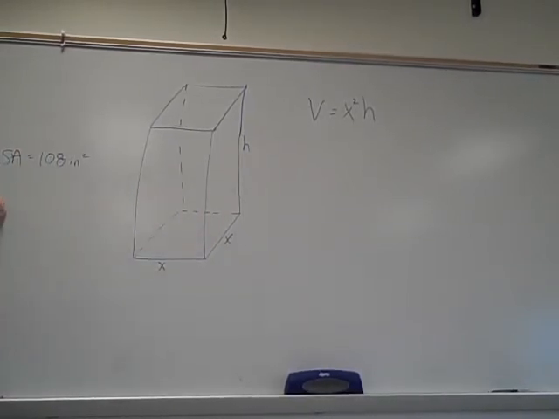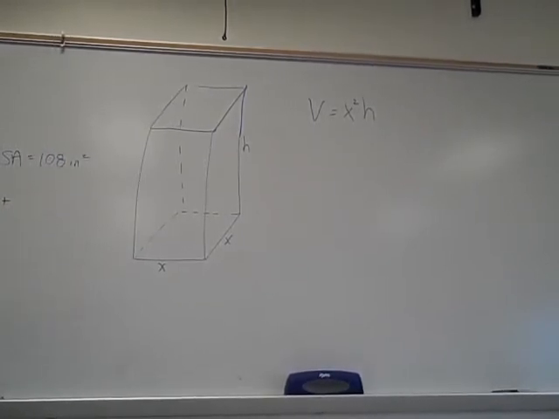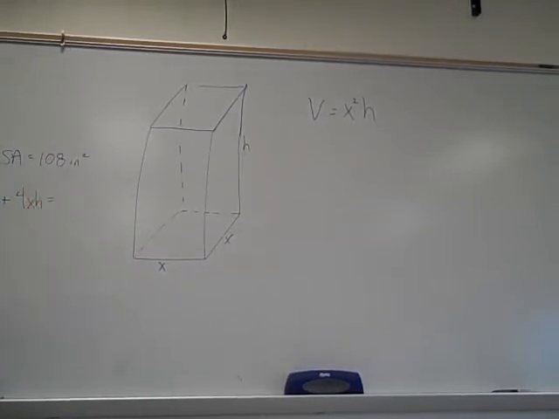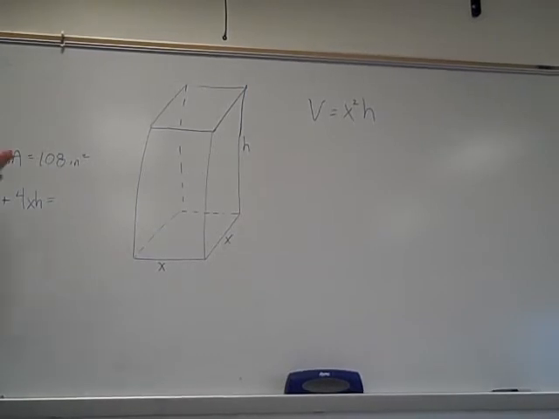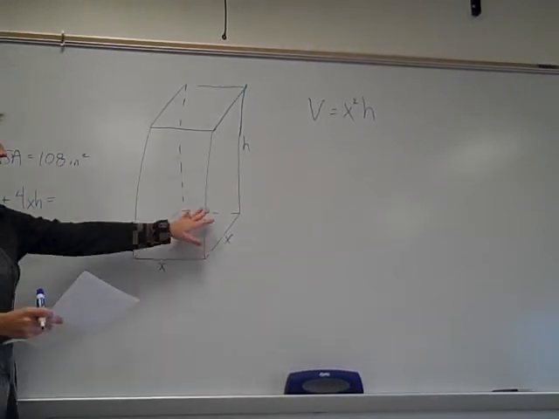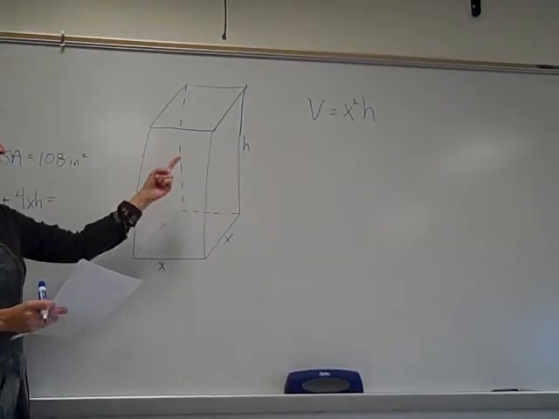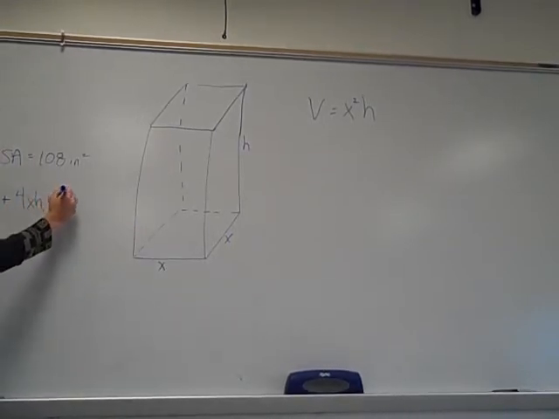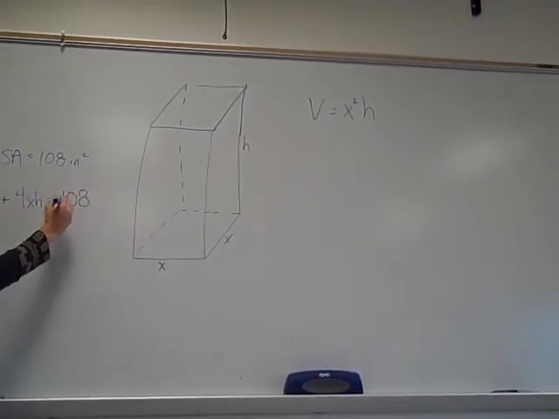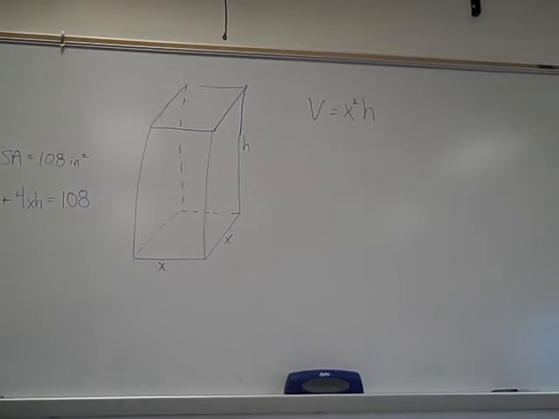So the area of the bottom is going to be x squared. The area of each side? xh, and how many do I have? 4 of them. So the surface area of this box is the area of the bottom plus the area of all 4 sides, and that equals 108. Without explicitly stating it, they've given you a second big piece of information.